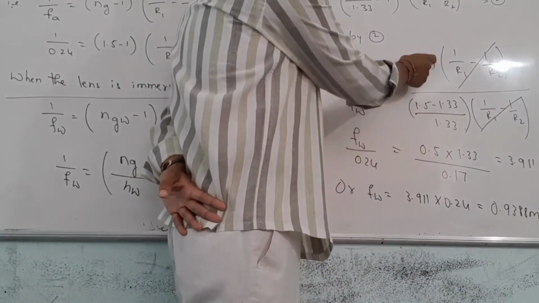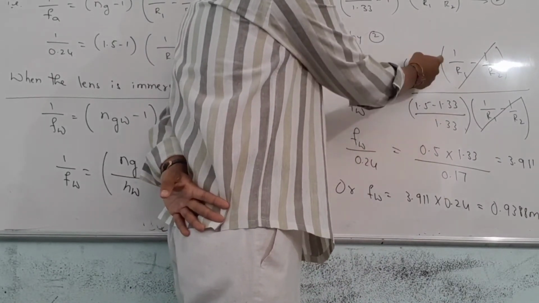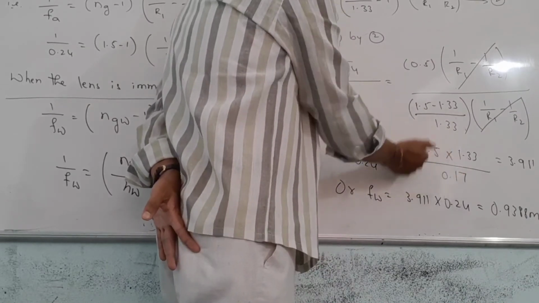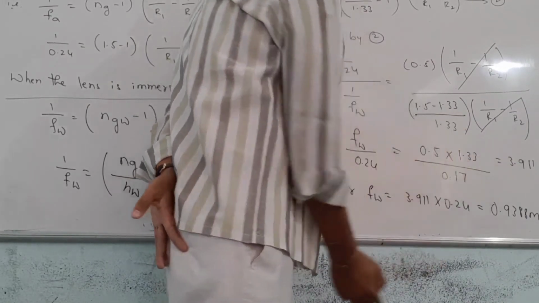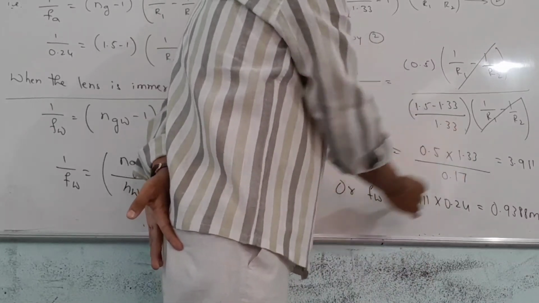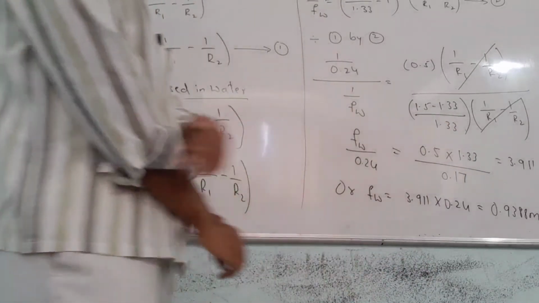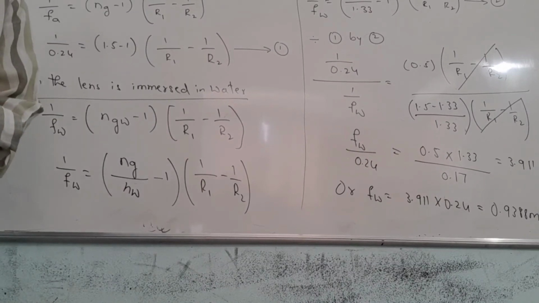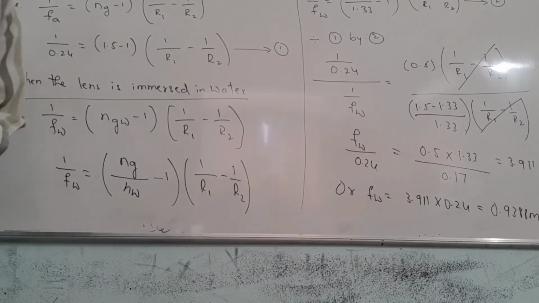This will go up. 0.5, 1.33, it will go up. 1.5 minus 1.33 means 0.17. If you divide the product, 3.911. Now cross multiply here. FW equal to 3.911 into 0.24 equal to 0.938, we are getting.